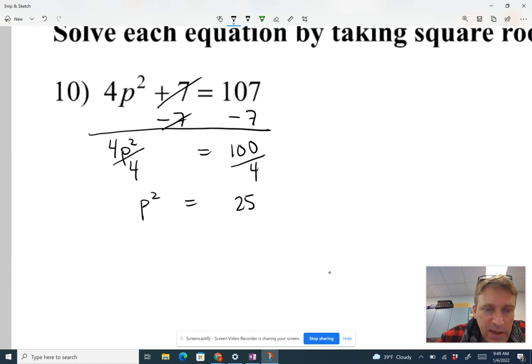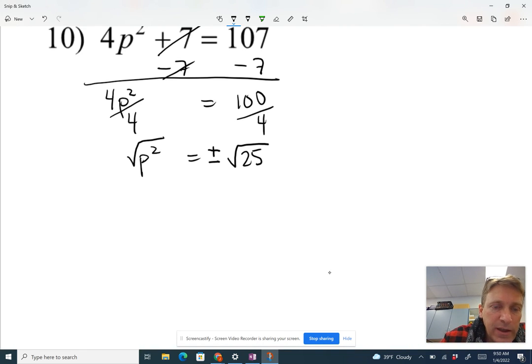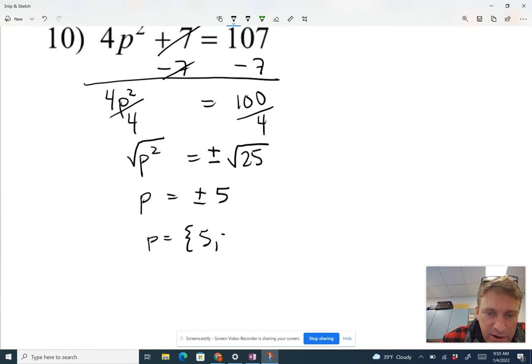So now that I've got the squared part alone, I'm going to take the square root of both sides. So take the square root of both sides, and I need to remember that plus or minus that appears when you take the square root of both sides with the variable. So I've got p is equal to plus or minus square root of 25 is 5. So p is then equal to 5 or negative 5 or vice versa.